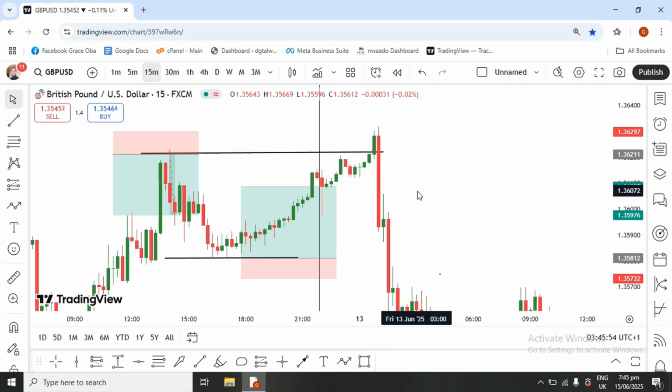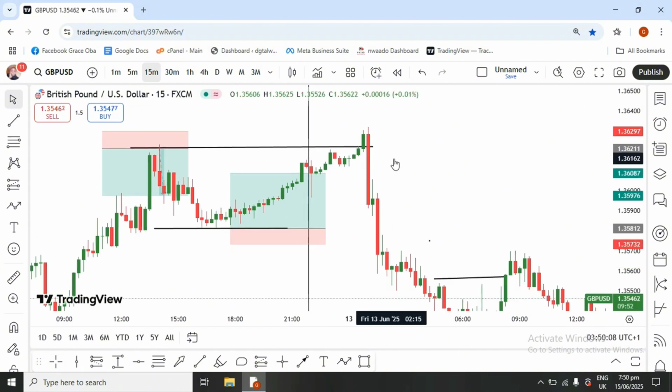Let me now quickly show you how you can trade this liquidity, right? So to trade this liquidity, guys, you have to go to a higher time frame. You have to go to the higher time frame, right? So let me quickly use a higher time frame, and let's say the 1 hour time frame, all right?